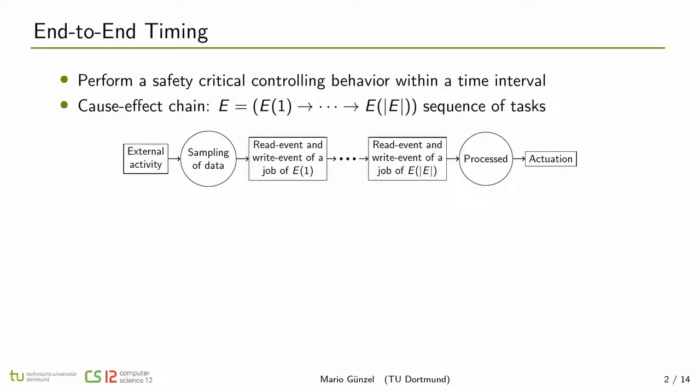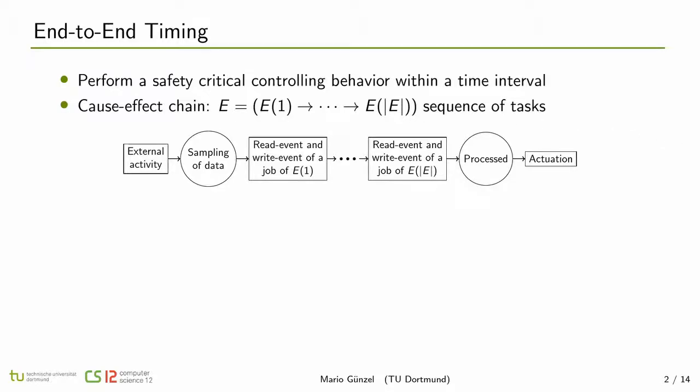End-to-end timing comes originally from automotive systems, where safety-critical tasks have to be completed within a certain time interval. So, for example, with an automatic brake system of a car. Typically, such behavior is not done only by one task, but we need such a sequence of tasks. And this sequence of tasks is called cause-effect chain.